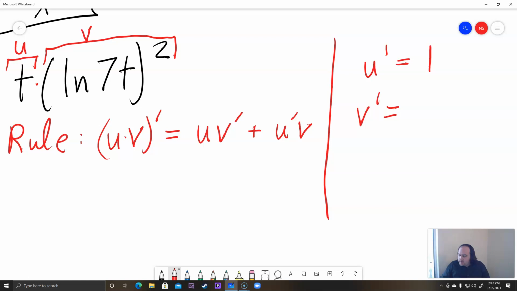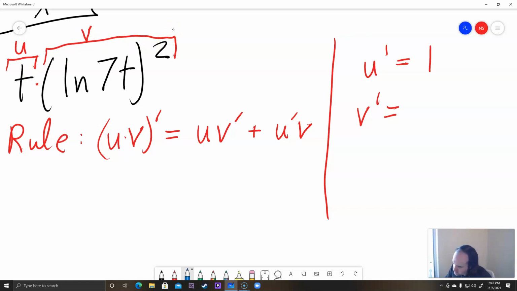So now for v prime, we have a composite function. Actually, we have a double composite function. So we have an outer function, which is a square function. Then we have a middle function, which is ln. And then we have an inner function, which is 7t. So it's really 3 functions in 1. So we're going to be using the chain rule, working from the outside inward. So starting with the outside function, which is the square, we're going to go ahead and bring the 2 out front using the power rule.